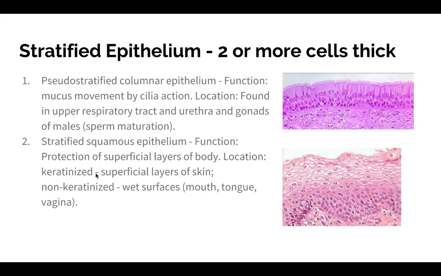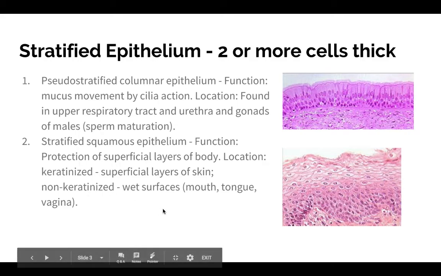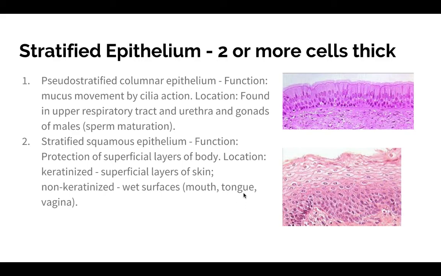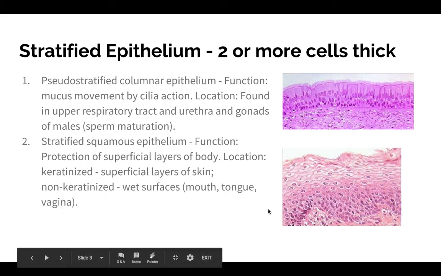The next type of epithelium we have is stratified squamous epithelium. The function of this type of tissue is protection of superficial layers in the body. For locations, you have 2 types. One type is keratinized, and that would be superficial layers of the skin. Ever hear of the protein keratin? That's because of the superficial layers of the skin. And non-keratinized stratified squamous epithelium would include wet surfaces such as your mouth, your tongue, and the tissue in the vagina.